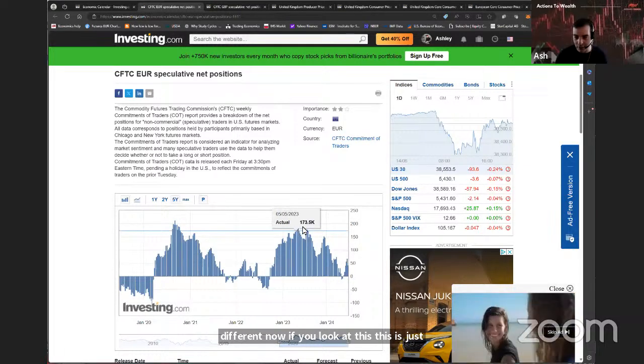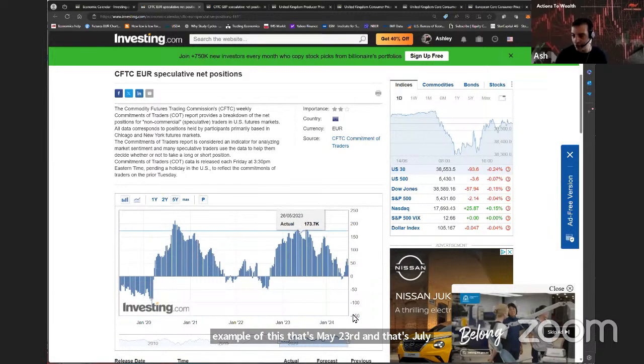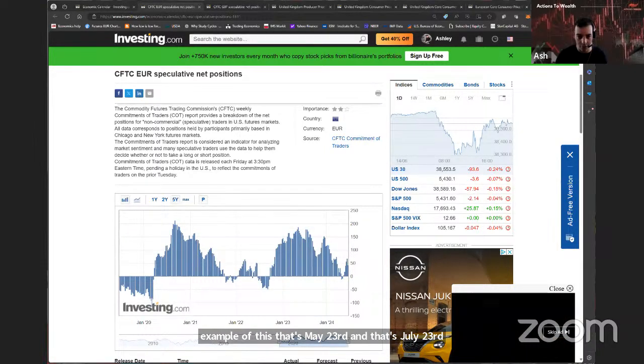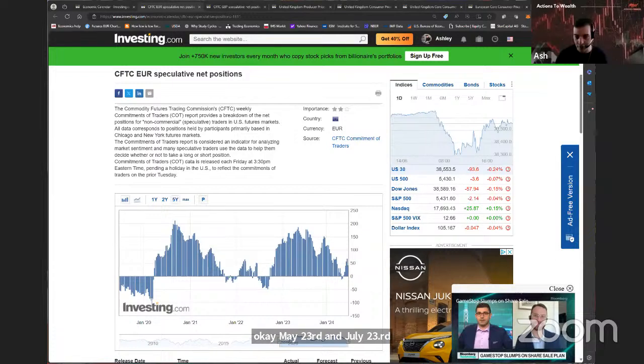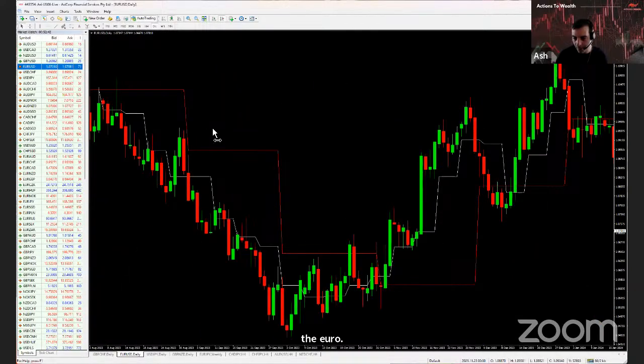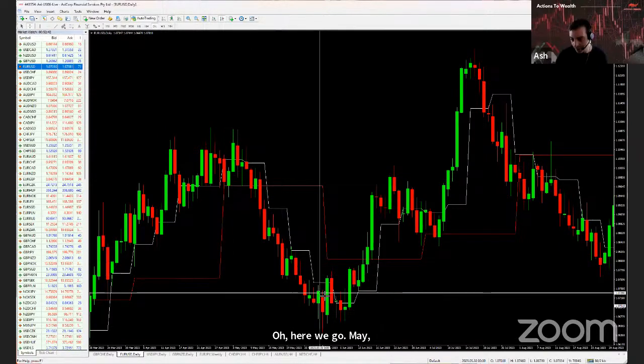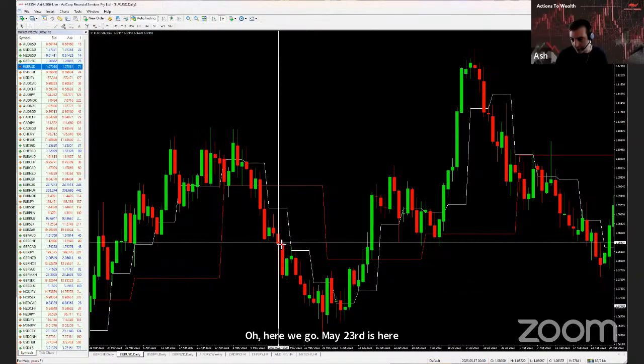Now, if you look at this, just as an example, that's May 23rd, and that's July 23rd, okay? May 23rd and July 23rd. Now, if we have a look at what happened to the price action on May 23rd and July 23rd to the euro. Oh, here we go. May 23rd is here.